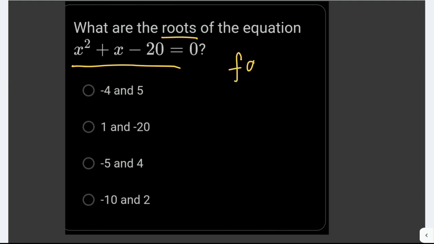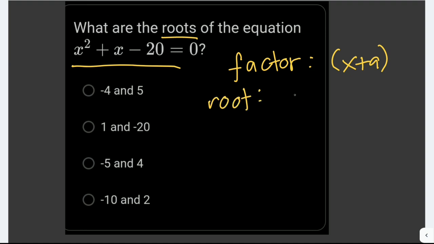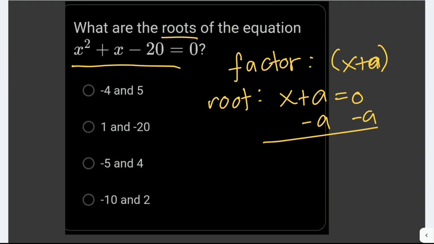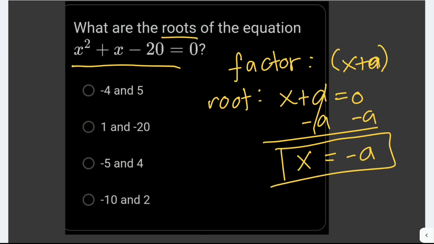A factor is in the form x plus a. But when we say a root, we equate x plus a to 0. This is the zero property. Then we subtract a from both sides. Therefore, the value of x here is equal to negative a. So x here is the root. Take note of that.